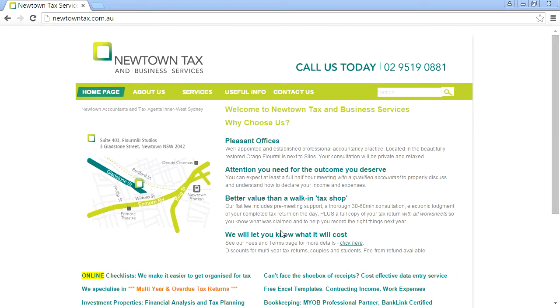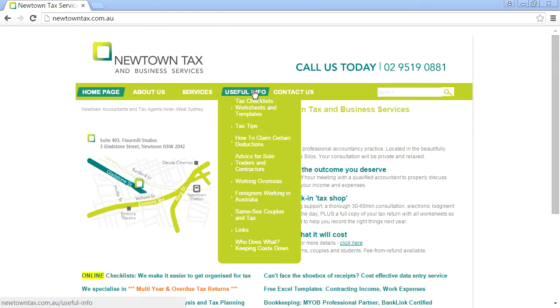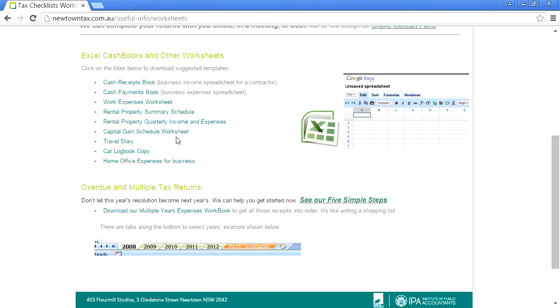Okay, this tutorial deals with how to complete the rental property information schedule if you own a rental property in Australia for your tax consultation. So the first thing to do is to hop onto our website, which is newtowntax.com.au, go to useful information, tax checklists, worksheets and templates, and you need to download the rental property summary schedule, not the quarterly income and expenses, but the summary schedule if you have an investment property in Australia.